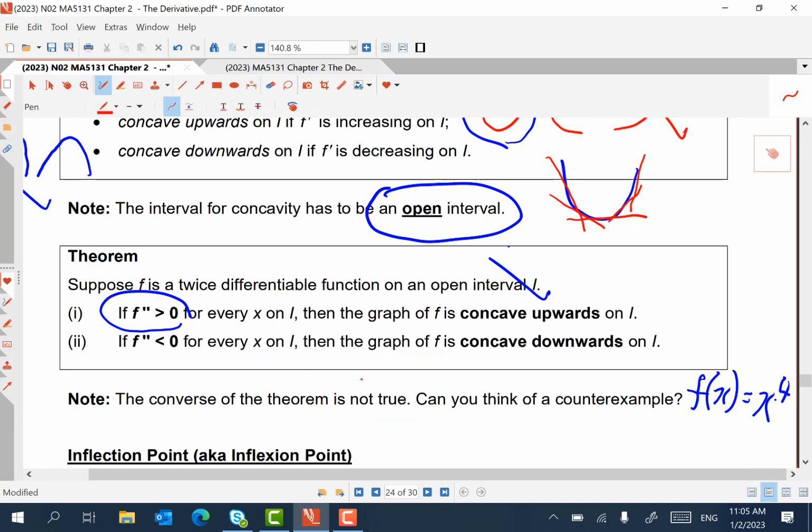Right, I showed an example to illustrate to you that the converse is not true. Converse meaning to say, if you have concaving upwards, it does not necessarily imply this. You know what I mean? So the example I gave was x to the power of 4. And moving on from here, we want to look into this thing called inflection point.